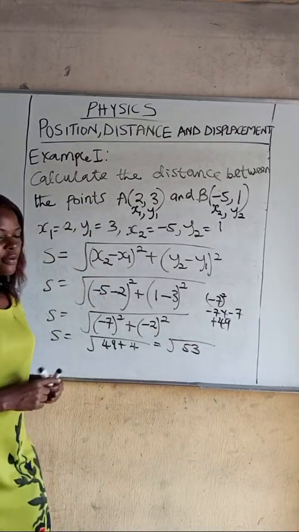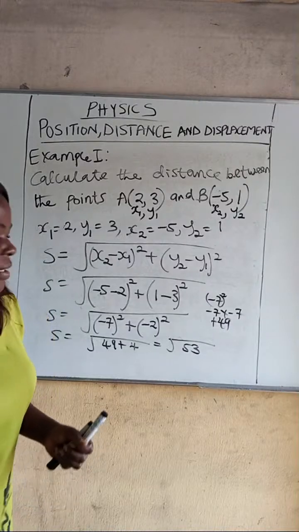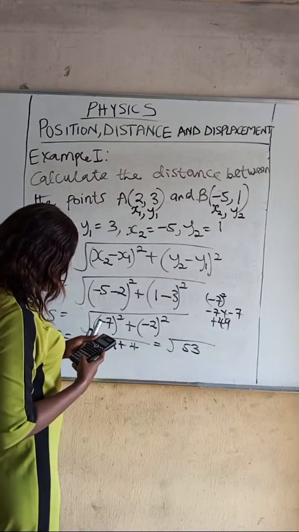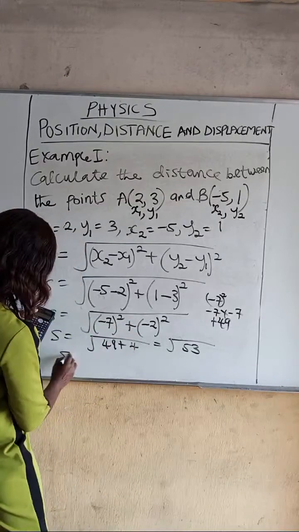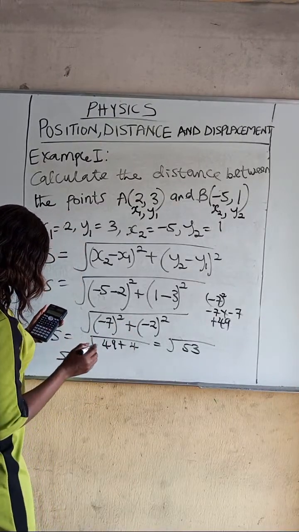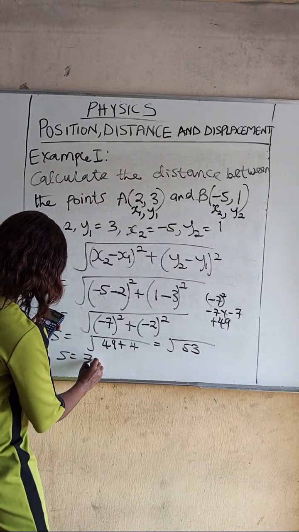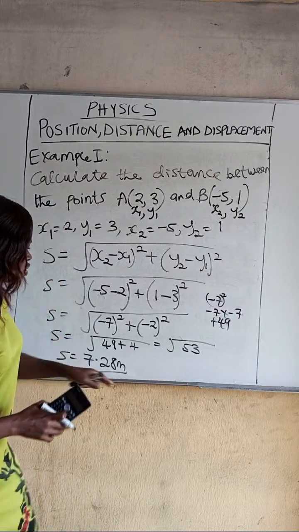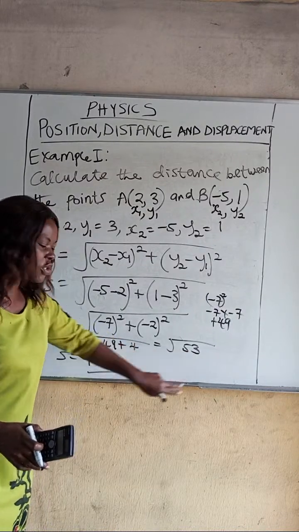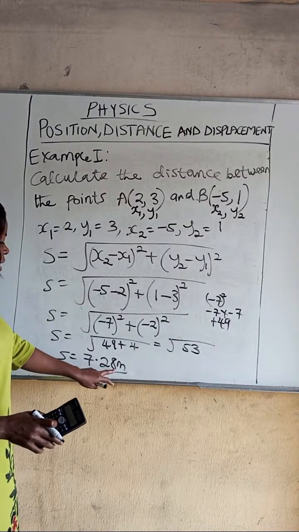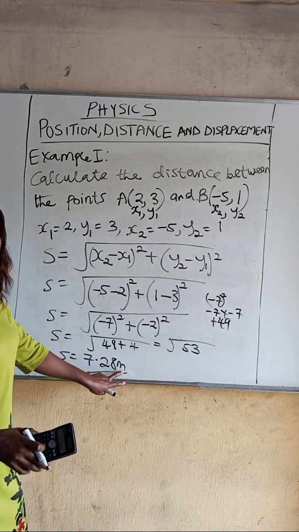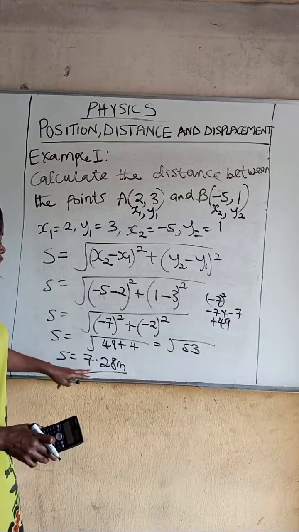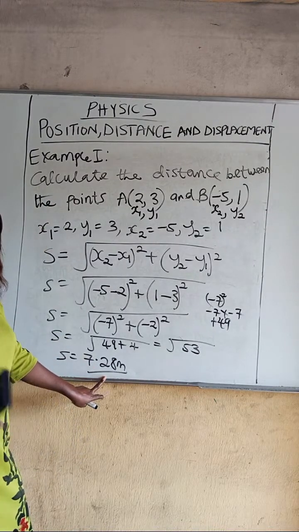So with the help of a calculator, we are going to say root of 53. Root of 53, which is x, is equal to 7.28 meters. You know why I'm putting meters? Because distance is measured in meters. So this is how we can get the distance of an object on a plane.